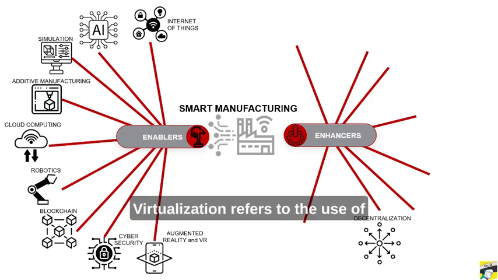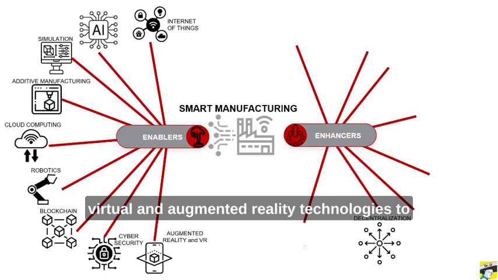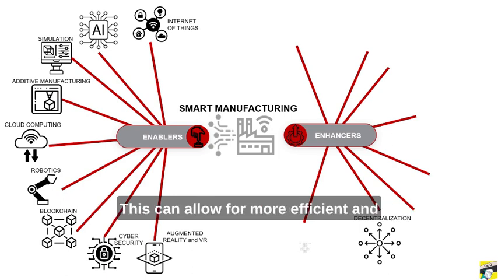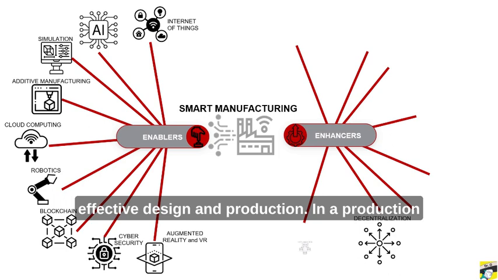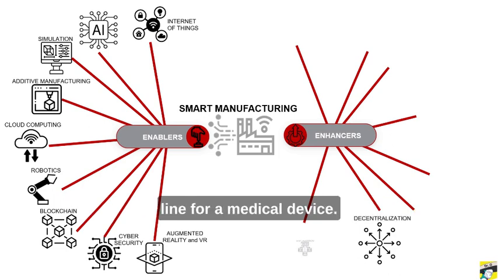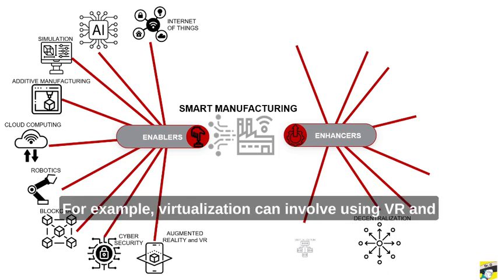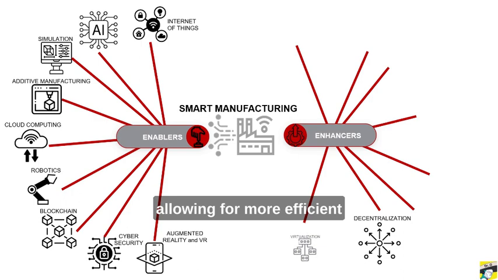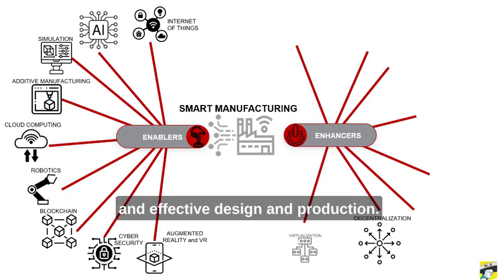Virtualization refers to the use of virtual and augmented reality technologies to simulate and visualize the manufacturing process. This can allow for more efficient and effective design and production. In a production line for a medical device, for example, virtualization can involve using VR and AR to simulate and visualize the manufacturing process, allowing for more efficient and effective design and production.